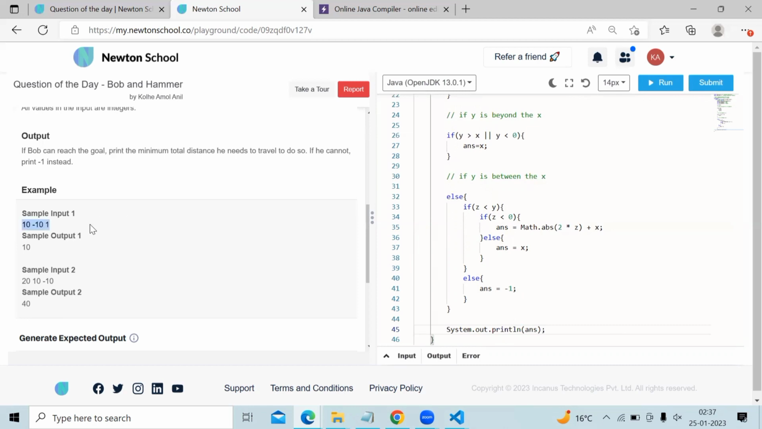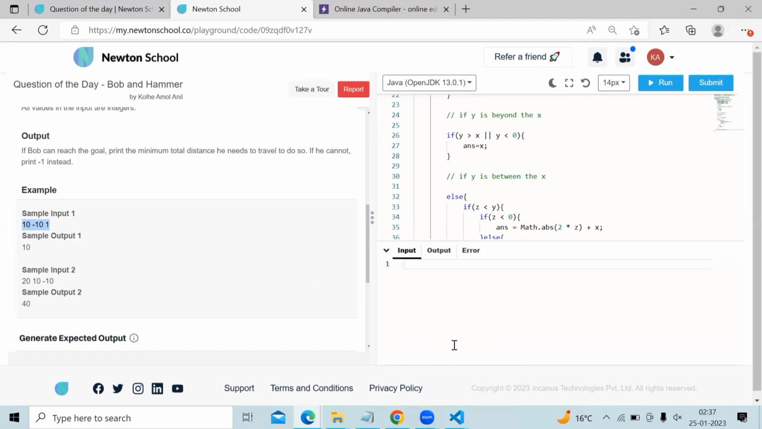Now let's see whether this works or not. So I'll copy this input, paste it, click on run. Okay, output is 10. Now let's see for this second sample input. I'll copy this, click on run. For this the output should be 40. Okay, you can see that output is 40.